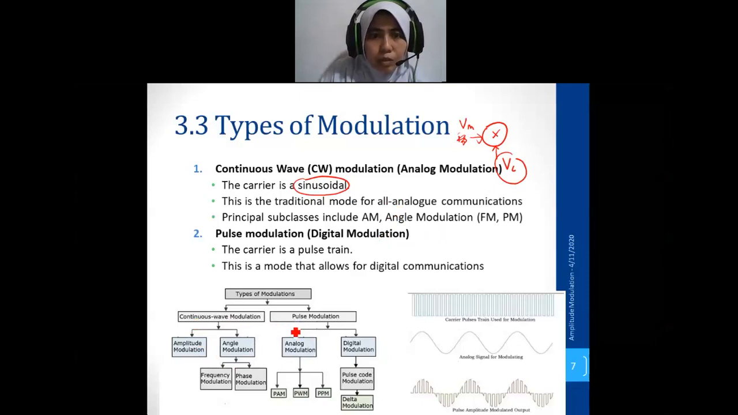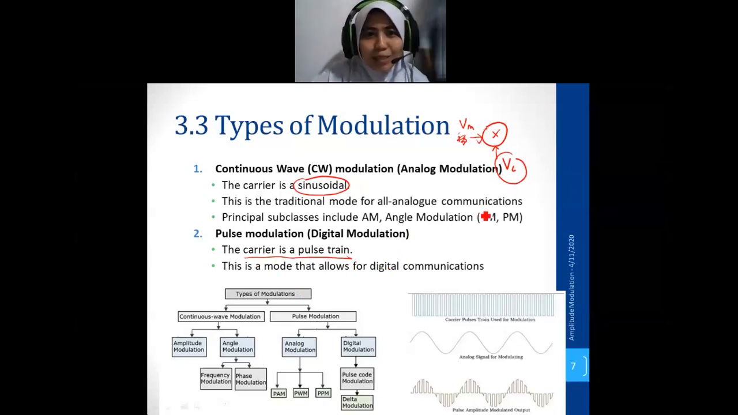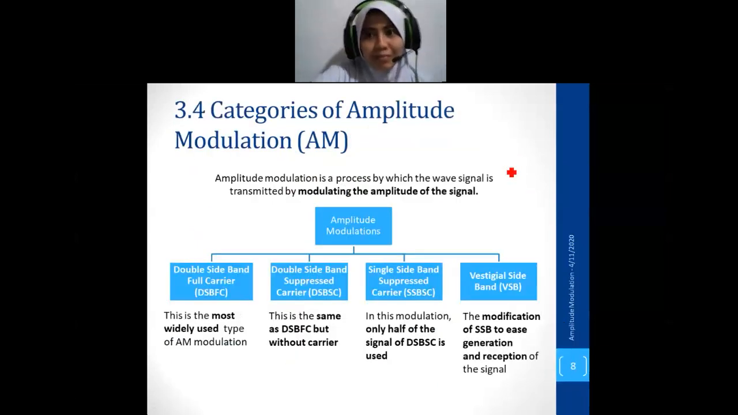The other one is pulse modulation, where the carrier is a pulse train. So this one is the carrier signal for pulse modulation. For the pulse modulation, the carrier is a pulse for this VC. Okay, for today and tomorrow, we will focus on amplitude modulation.